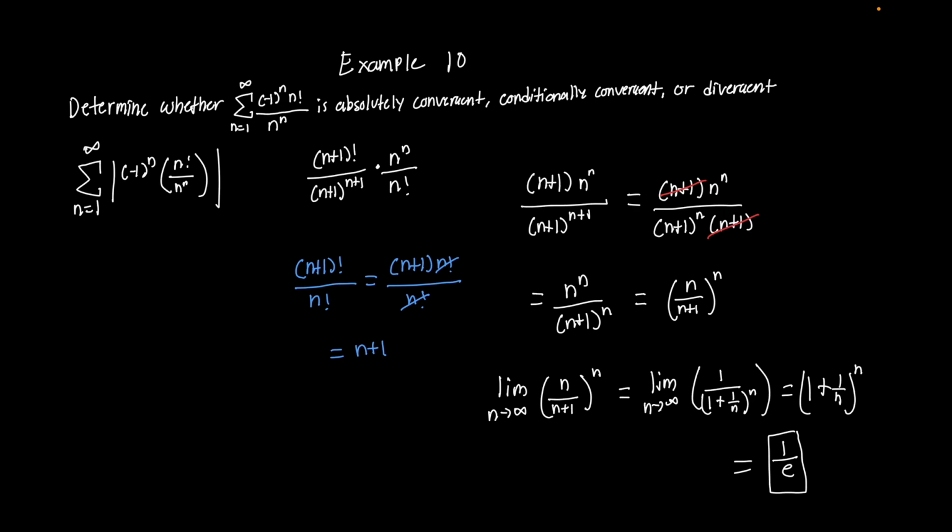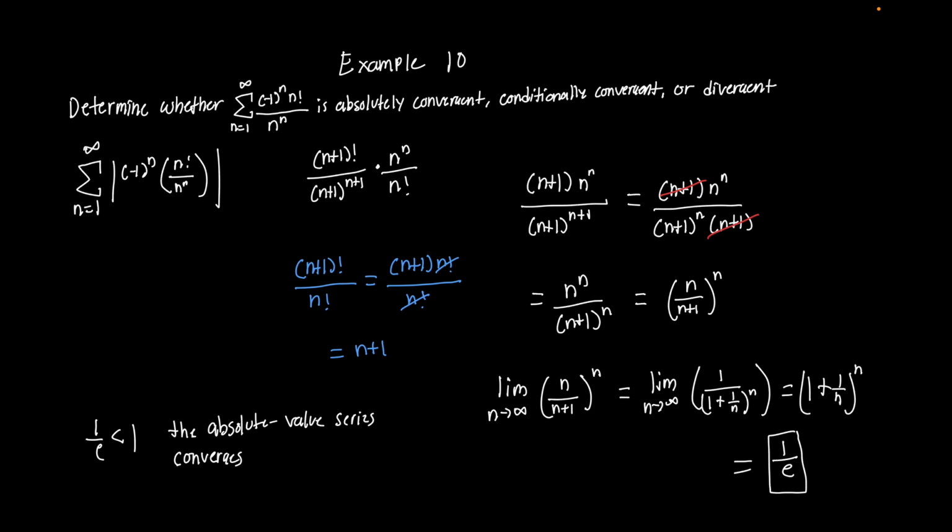So we know our value is 1 over e, and e, or Euler's number, is like 2.7, something like that. I forgot what it was, but we know 1 over e regardless. So I'm going to write this in the corner: 1 over e is less than 1. Therefore, the absolute value series converges. So because the absolute value series converges, the original series is also absolutely convergent.